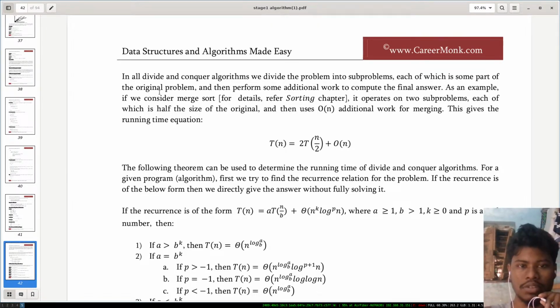And then we use big O additional work for merging, and this gives a running time equation.